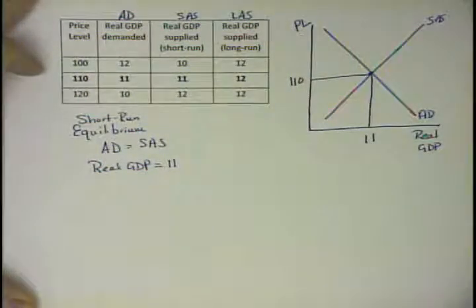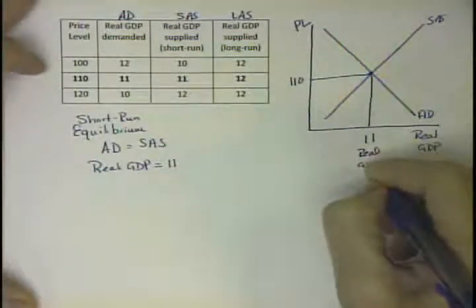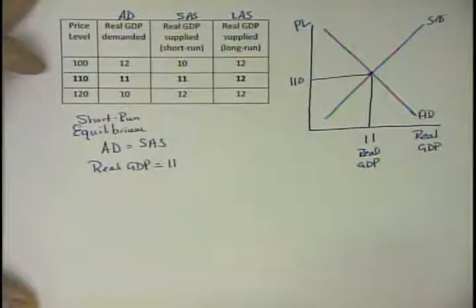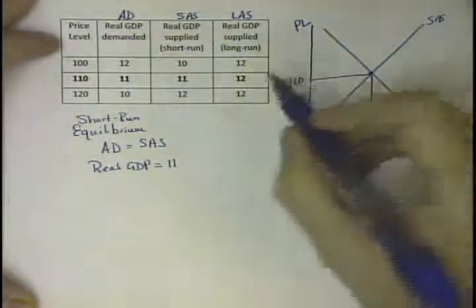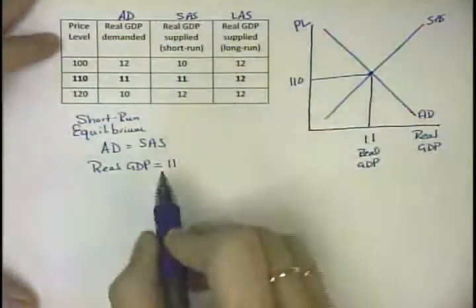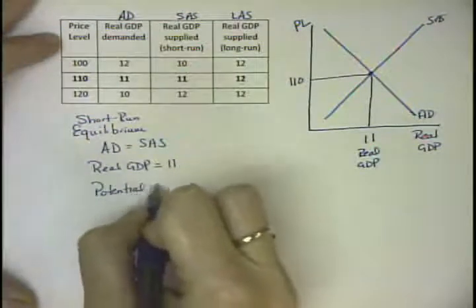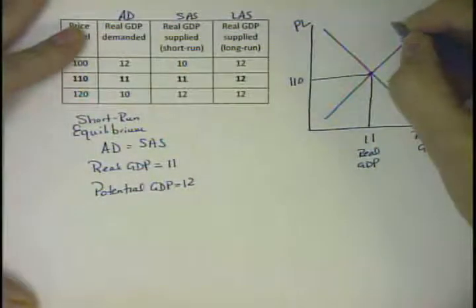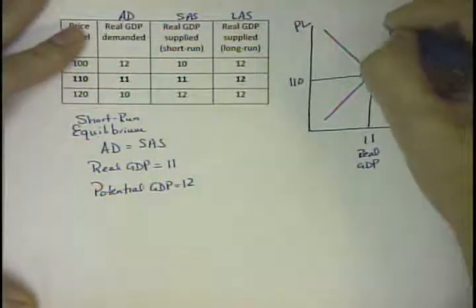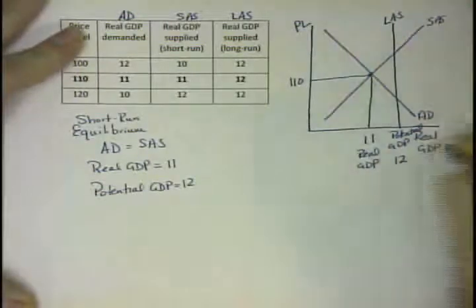Now what we want to see is where that is in relation to our potential GDP. Remember, this column, the LAS curve, is our potential GDP, and our potential GDP is 12, where our real GDP is 11. So potential GDP is 12. Our LAS curve is going to be here. This is our LAS, and this is our potential GDP, in this case 12.